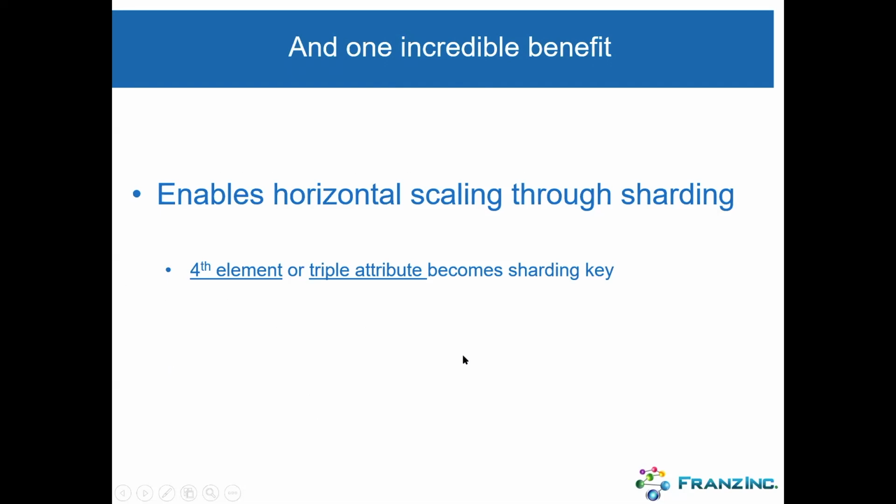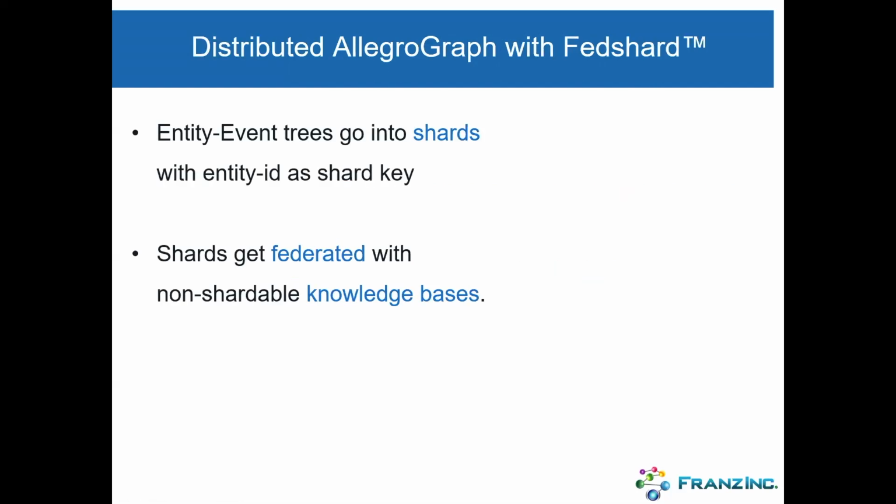And then the final benefit of this entity approach, I've talked about it several times now, is we group all the patients together. So that also enables horizontal scaling through sharding. Yeah? So as I said before, you can use the fourth element of the triples or the triple attributes to group patients together, but you can then also use it as the sharding key, and that will enable distributed AllegroGraph, yeah? Where we have this new patented approach that we call fed shards. Sorry for that name.